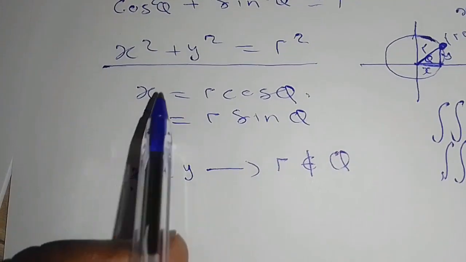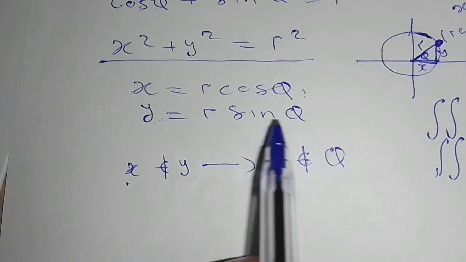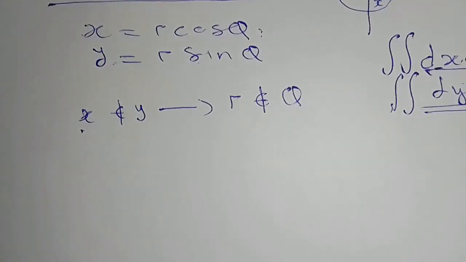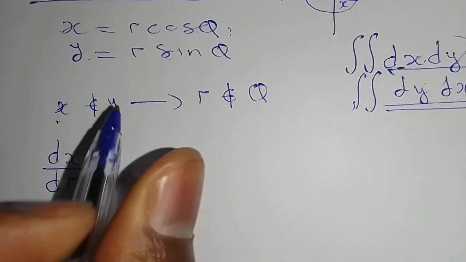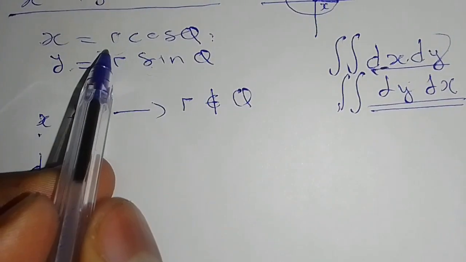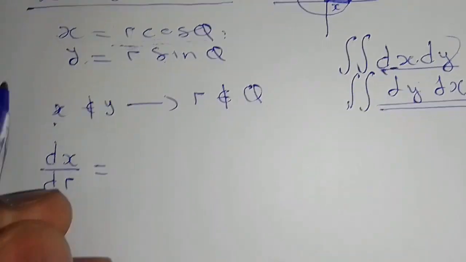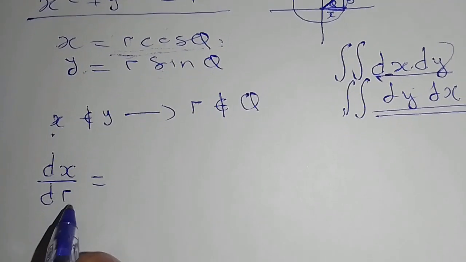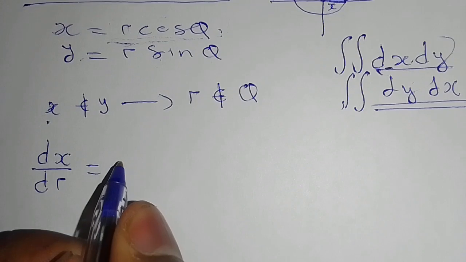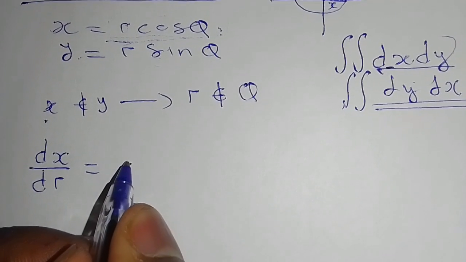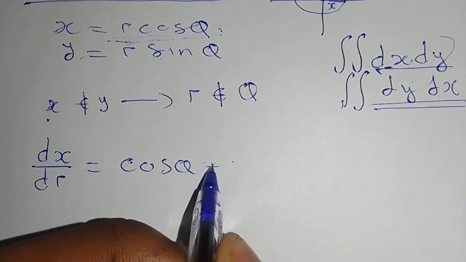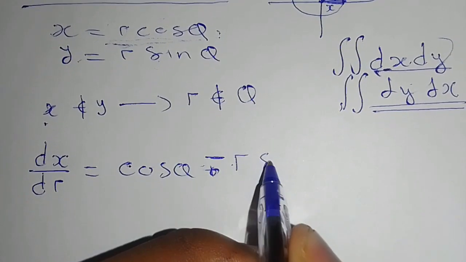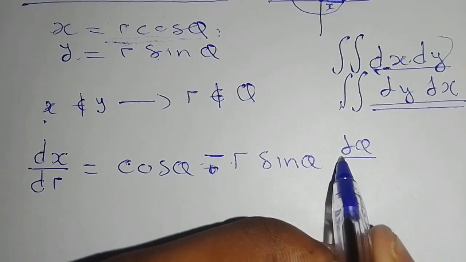Okay, so if we have x equals r cos theta and y equals r sine theta, you can just work out your derivatives. For dx dr, you have a product rule right there. The derivative of r is 1, so you're just going to have cos theta plus r, and the derivative of cosine is negative, so minus r sine theta, d theta dr.